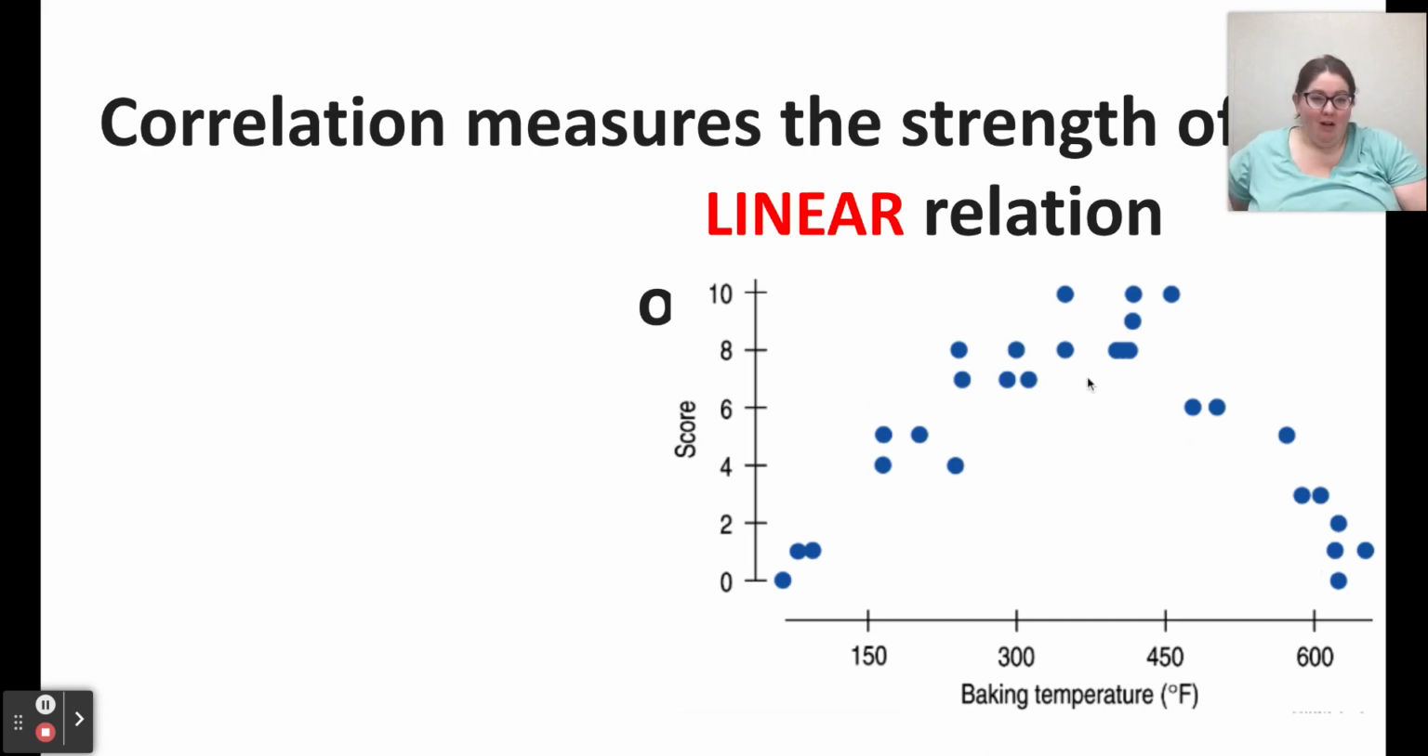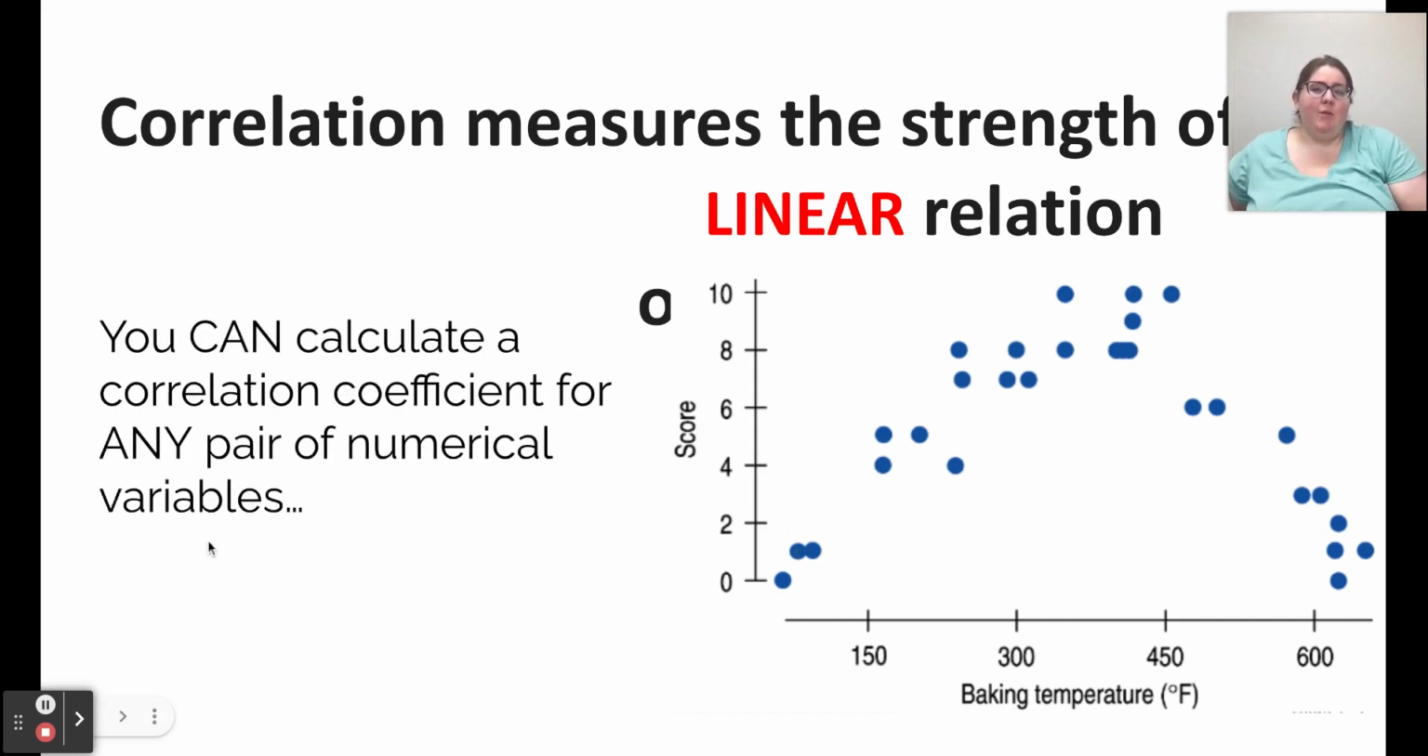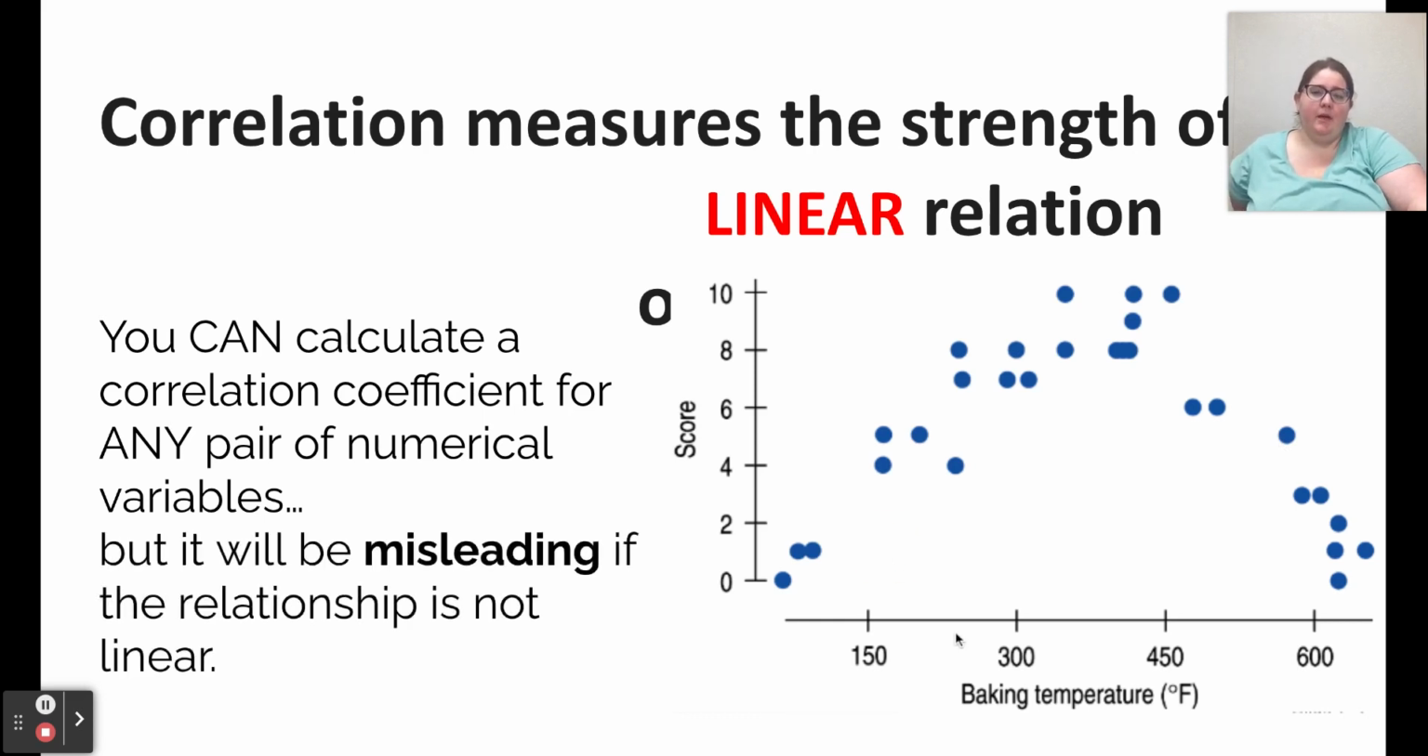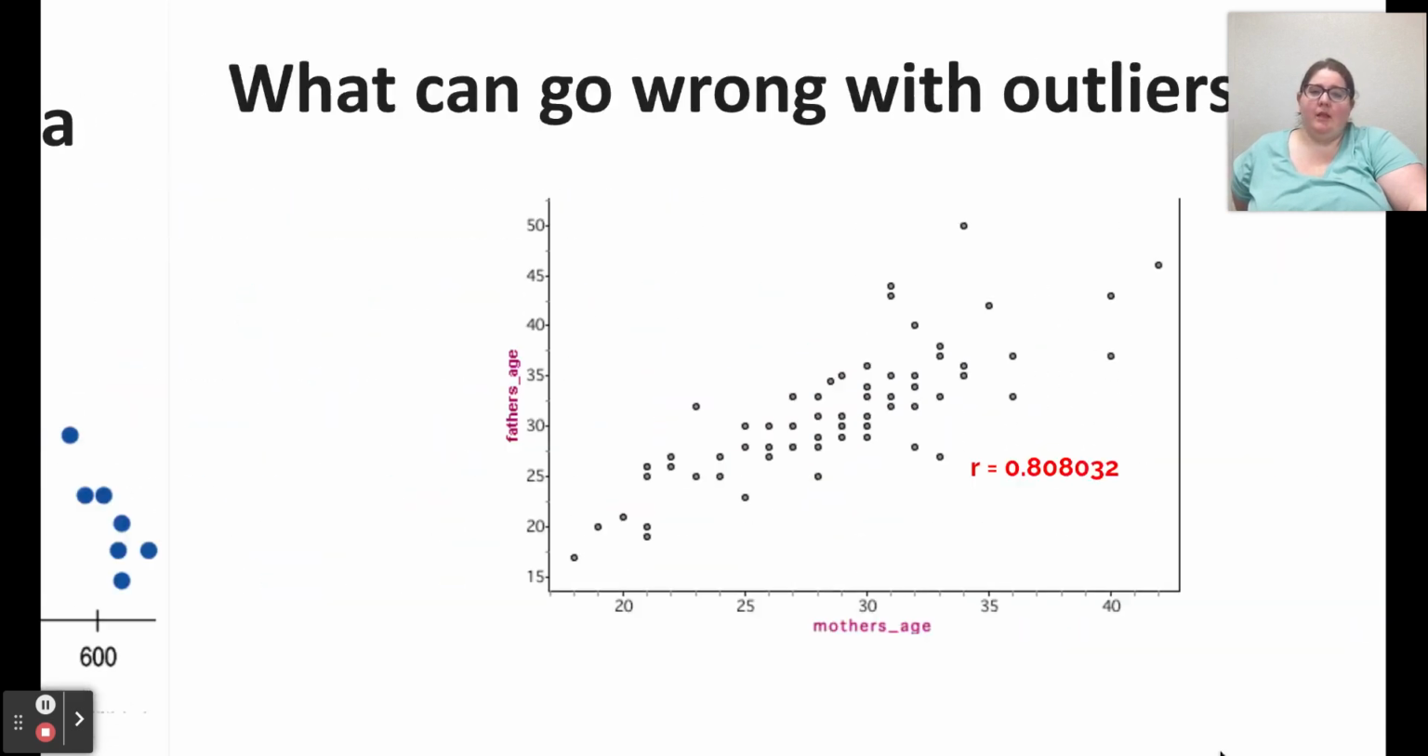If I were to calculate R for this set of data, the correlation is probably going to be pretty close to 0. So if I were just told the R value without seeing the graph, I might think, oh wow, there's no relationship between baking temperature and score. There is a relationship, it's just not linear. So just keep that in mind. We can calculate correlation for any set of numerical variables, but it's only going to be useful to us if it's linear data. And so it's really important to look at the graph of a set of data before deciding how strong or weak that relationship is. R is only telling us about the linear relationship, so it's going to be a misleading value if the relationship is not linear.